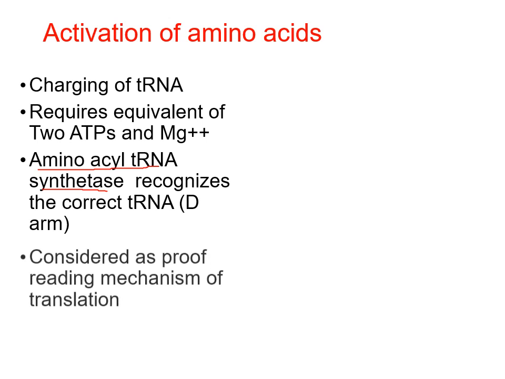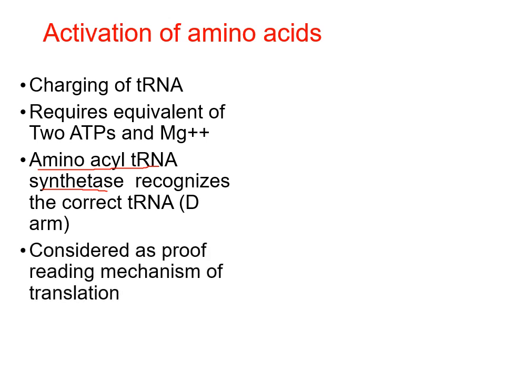Hence, this enzyme is considered a proofreading mechanism of translation. The error rate which can occur because of the presence of this enzyme, aminoacyl tRNA synthetase, is very, very low. It recognizes the correct anticodon arm and the correct amino acid.